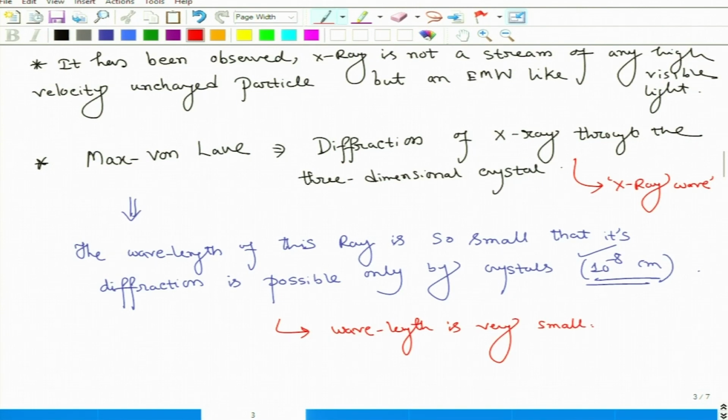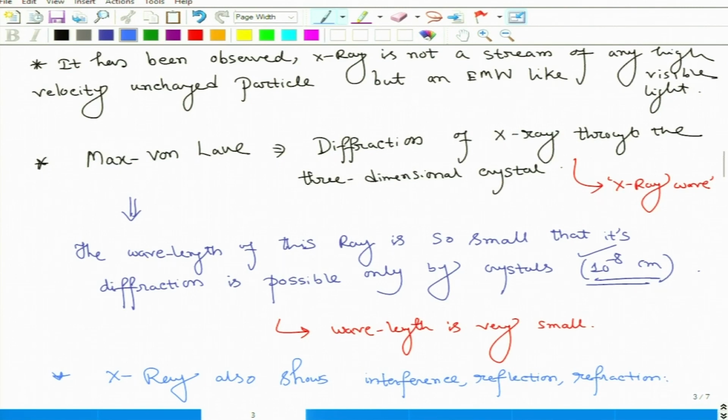From here we can say that the wavelength of X-ray is very small. After this experiment, there were several other experiments by which it was proved that X-ray goes through refraction, reflection, interference, and polarization also. So X-ray also shows interference, reflection, refraction, just like our visible light. So from here it was proved that X-ray is an electromagnetic wave, just like our visible light.